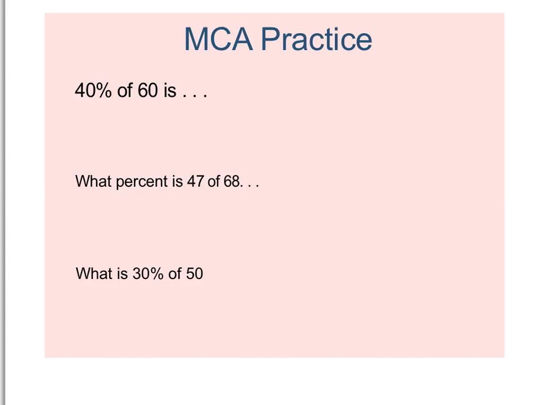All right, here's a few more. Pause the video and try these. All right, to set these up, remember, we're using our percent box. 60 tells me it's on the bottom. Crisscross multiply, divide by the lonely guy, and I get 24.